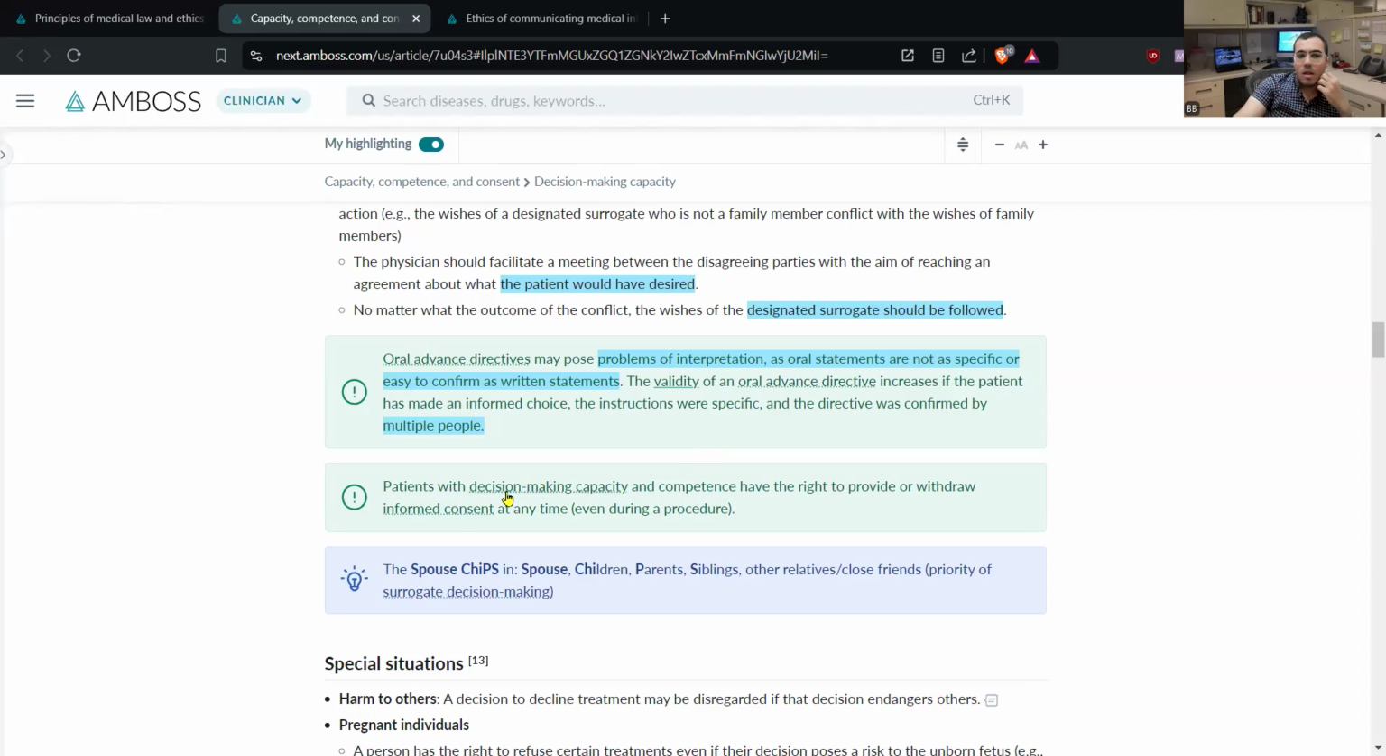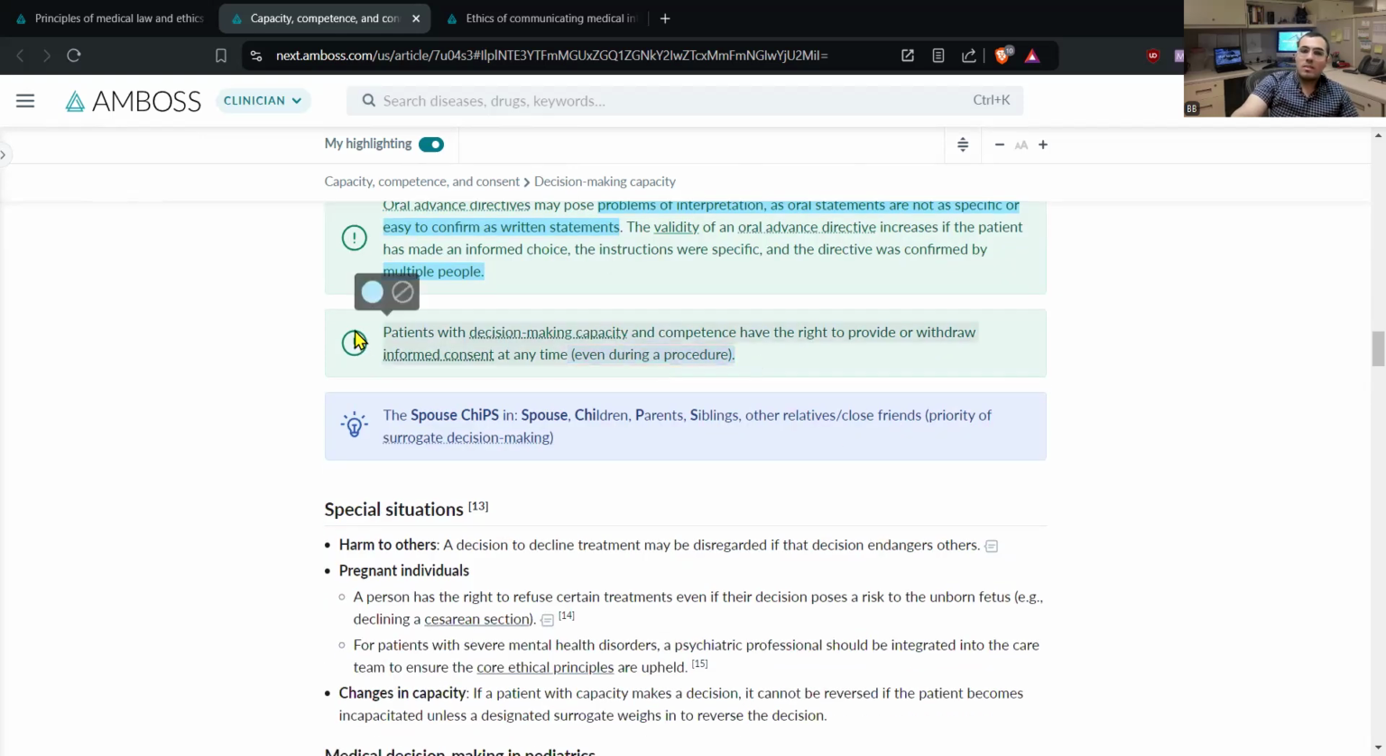Patients with decision-making capacity and competence have the right to provide or withdraw informed consent at any time, even during the procedure. So this is also correlated with patient autonomy.